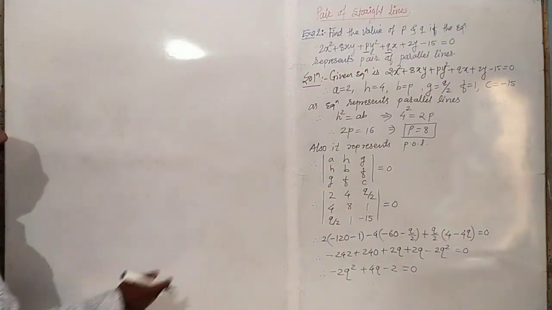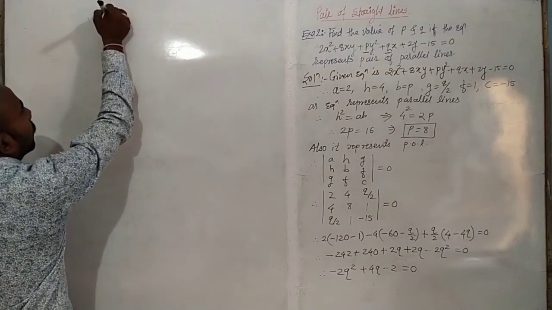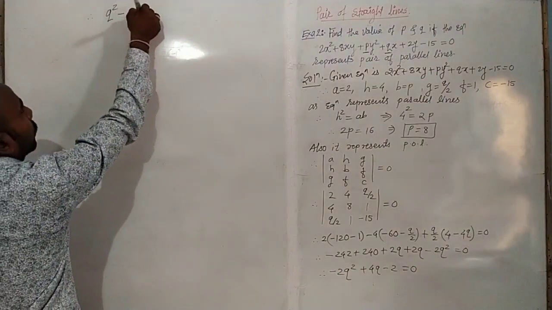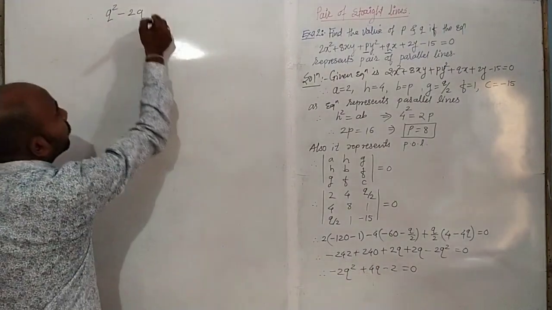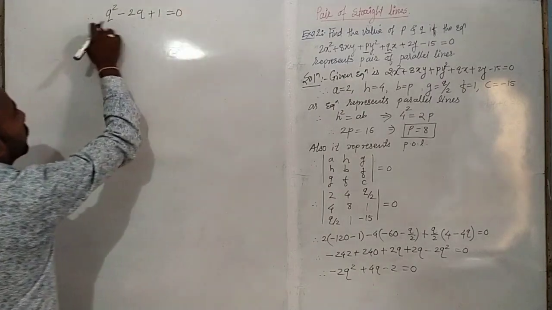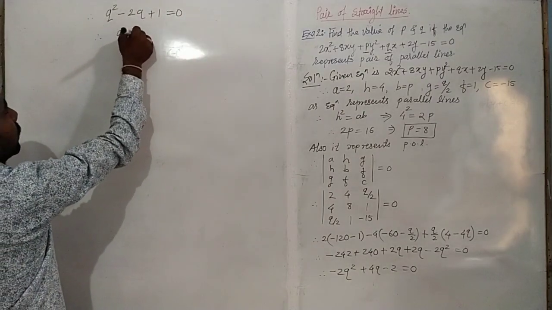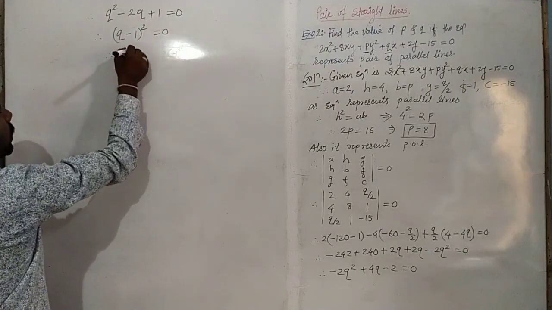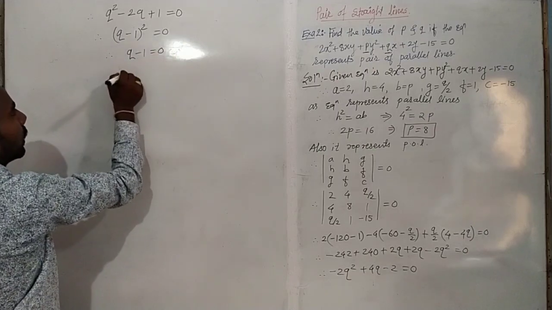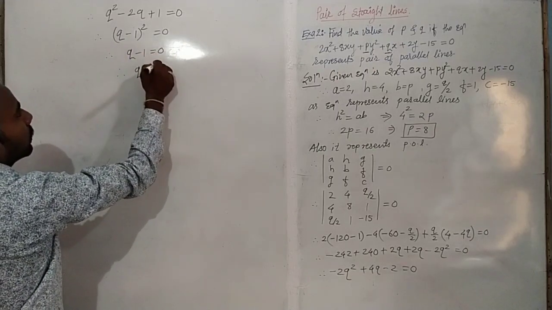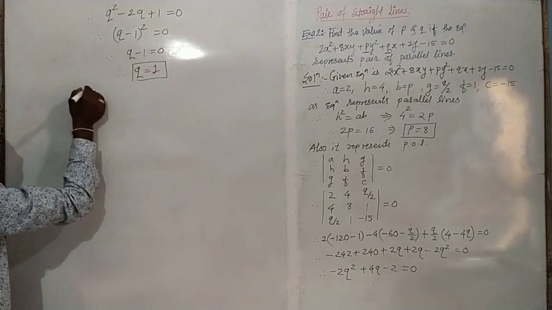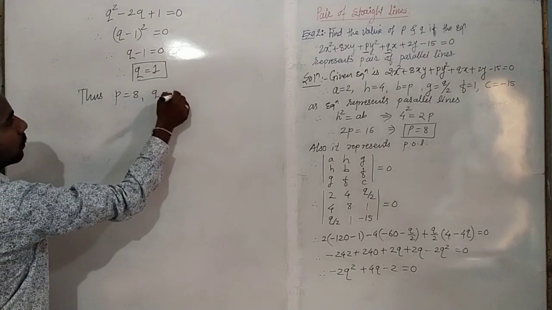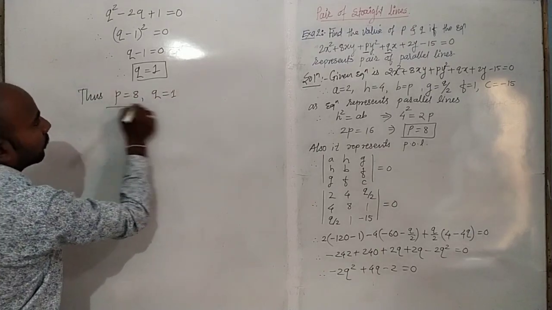Dividing by minus 2 we get q square minus 2q plus 1 equals 0. This is a perfect square, therefore we have (q minus 1) whole square equals 0. Therefore q minus 1 equals 0 and finally the value of q is equal to 1. Thus we have the values of p equal to 8 and q equal to 1. So these are the values of p and q.